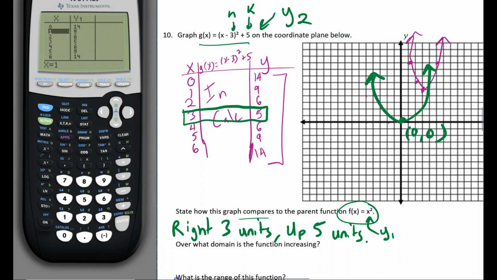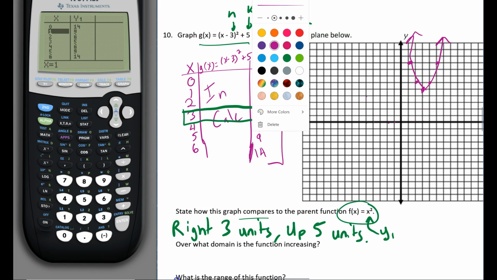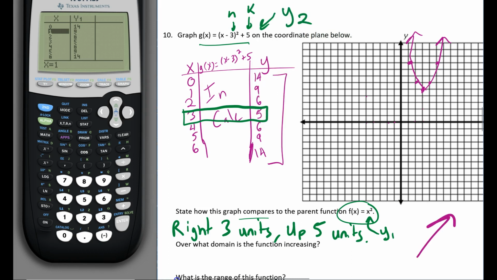Over what domain is the function increasing? So I'll get my f of x out of there. And for a function that's increasing, we're looking at when it's doing this, going up. So as I'm reading my parabola from left to right, it looks like it goes down on this side and then goes up on this side. The turning point is that 3, 5. So it looks like all of the x values after that 3 right there have the function increasing.